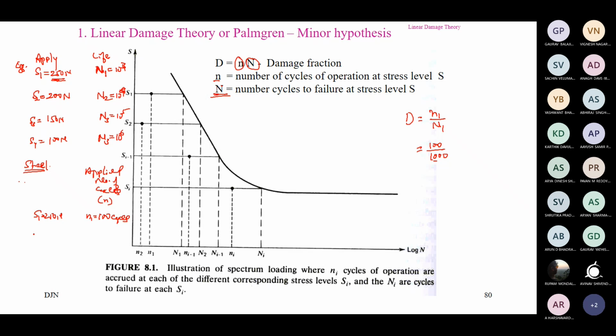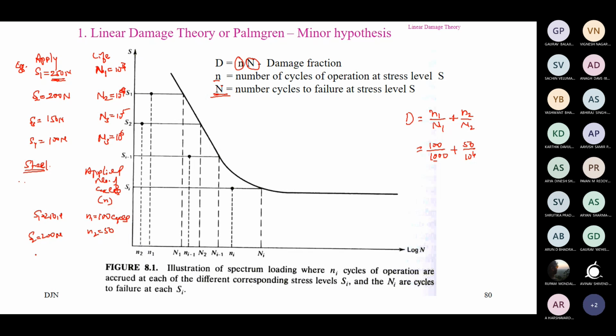Similarly, for S2 magnitude, you have a 200 Newton load. You are applying it for n2 cycles, maybe 50 cycles. But if you apply 200 Newton till failure, you are going to get a life of somewhere around 10 to the power 4. So that you have to take now. The ratio of n2 by capital N2 here, plus, now it is 50 by 10 to the power 4.